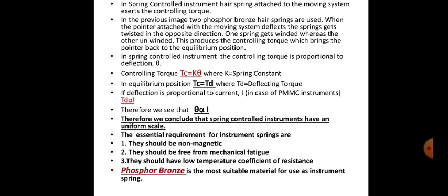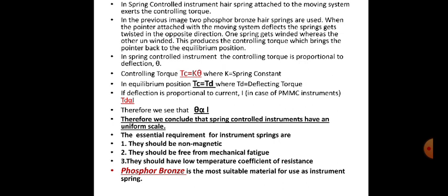Now in a spring control instrument, the controlling torque is proportional to the deflection of the pointer, that is the deflection angle, theta. Now controlling torque is denoted by Tc, so it is proportional to some constant K into theta, where K is the spring constant. And in equilibrium position, these two torques, that is controlling torque and deflecting torque, balance each other, that is Tc is equal to Td.